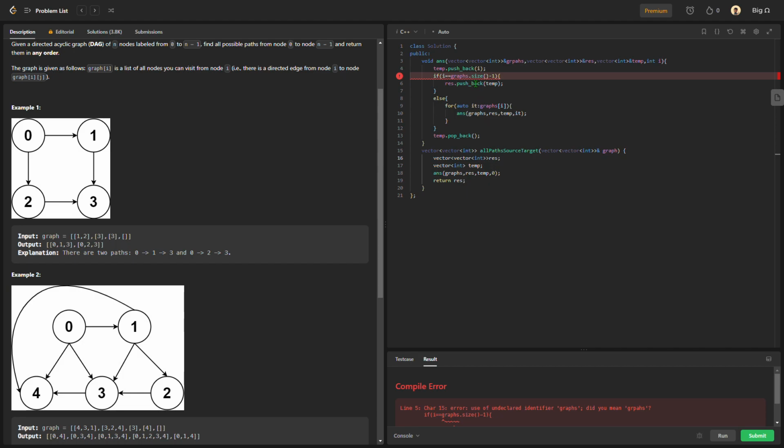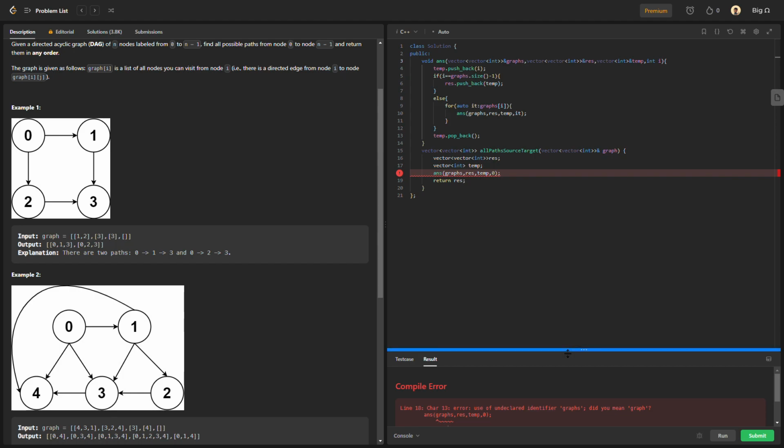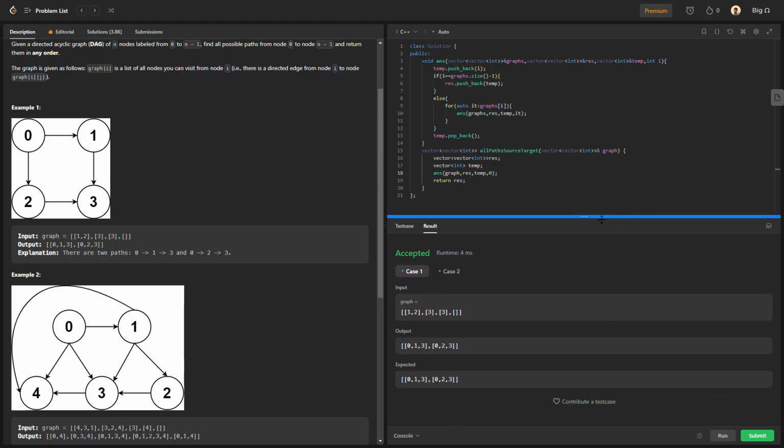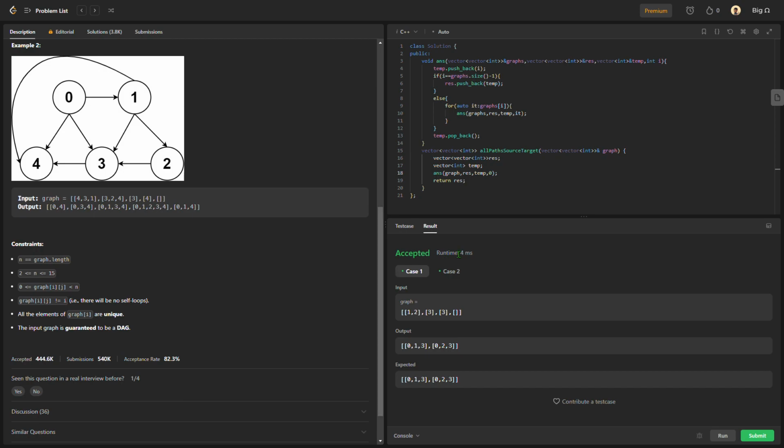Graphs, graphs, okay, so that should be graphs. That is it. Compilation error, graphs, okay, that should be graph. Okay, that is it, and that should be accepted. Yeah, that is accepted. That took 4 milliseconds, and this example is treated.